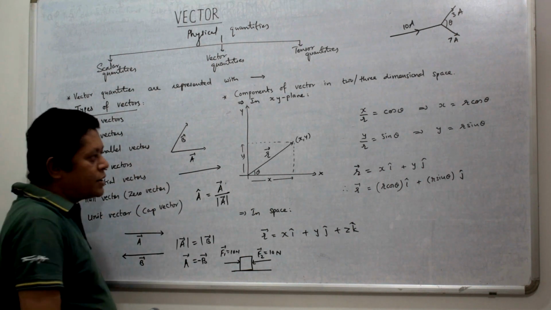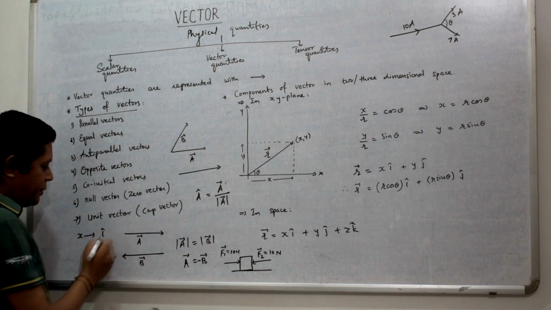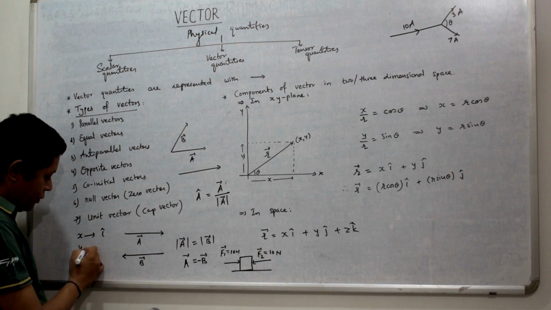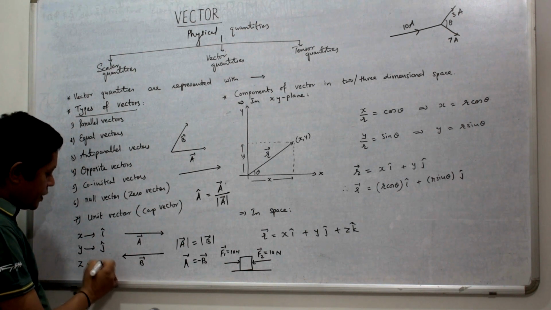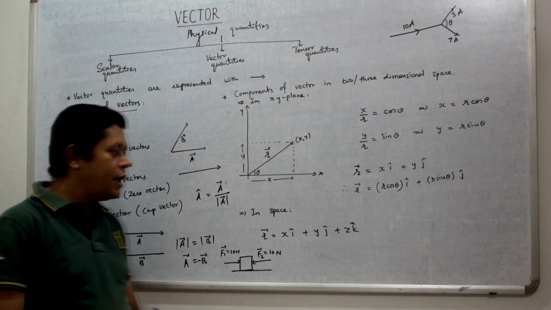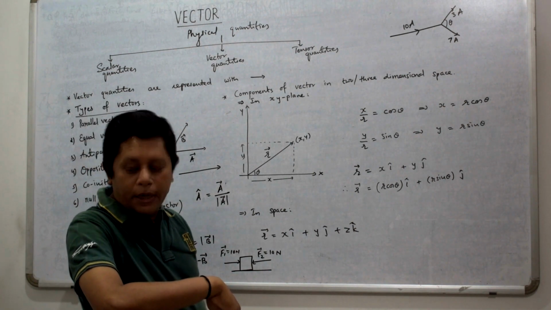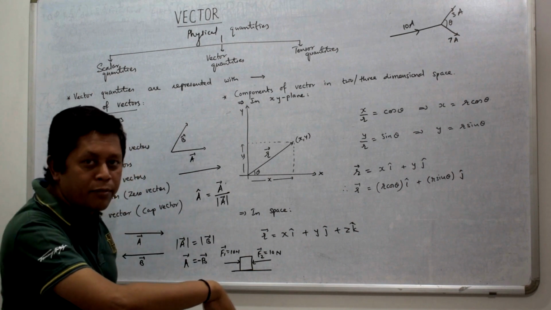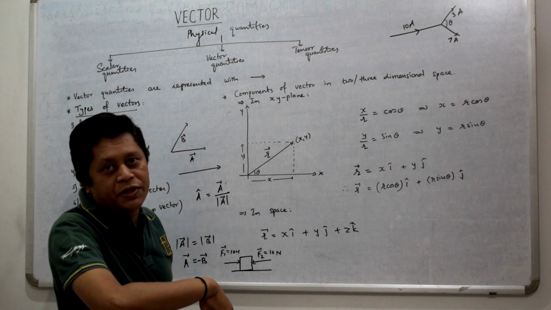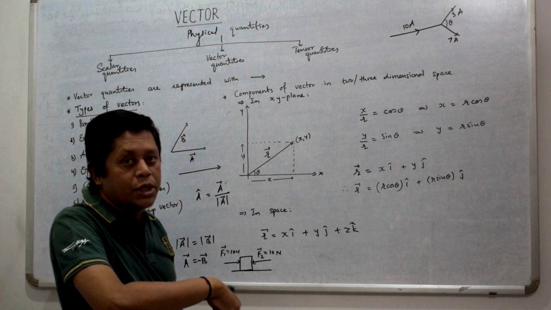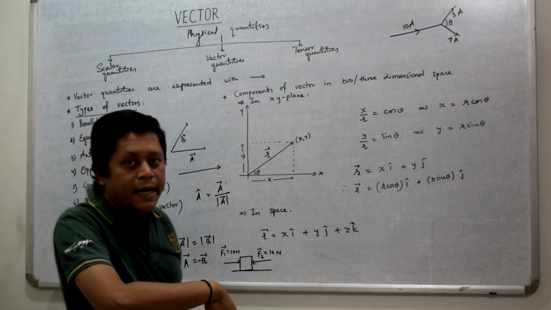So unit vector A is the vector A divided by its magnitude. In the Cartesian coordinate system, along the x direction i cap is the unit vector, along the y direction j cap is the unit vector, along the z direction k cap is the unit vector. So i, j and k are the unit vectors along x, y and z direction. Again, a unit vector is a vector having magnitude of 1 unit and a particular direction.